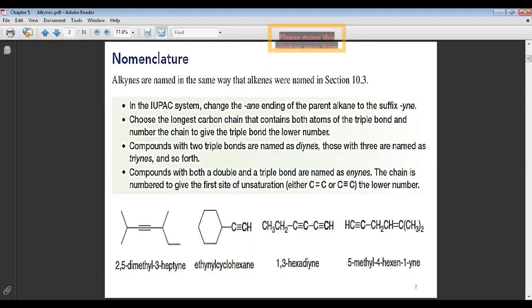Okay, and he said the chain is numbered to give the first site of unsaturation, either the double bond or the triple bond, the lower number. Okay, whether double bond or triple bond, there is no difference. Either one will take the lower number. Put it, check it. You can do it. Okay, no problem.